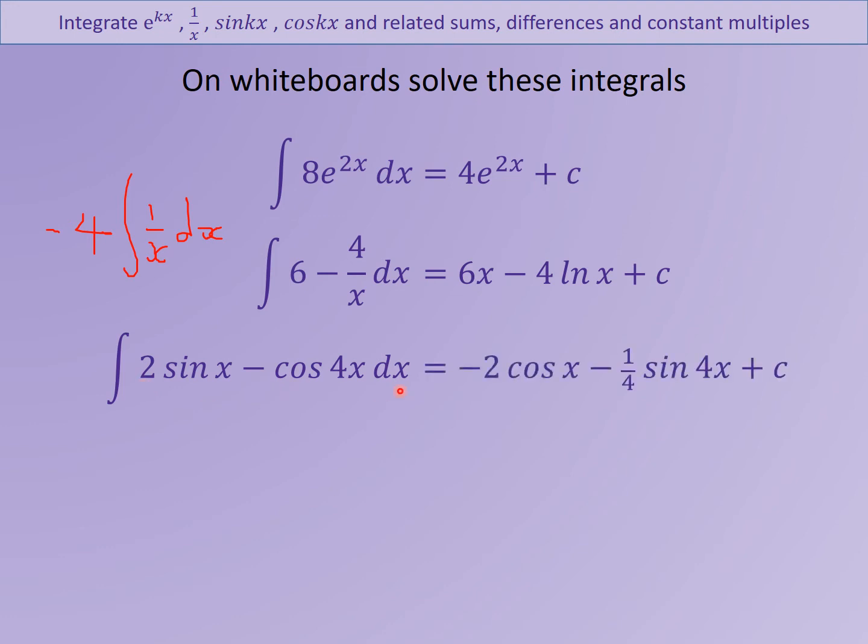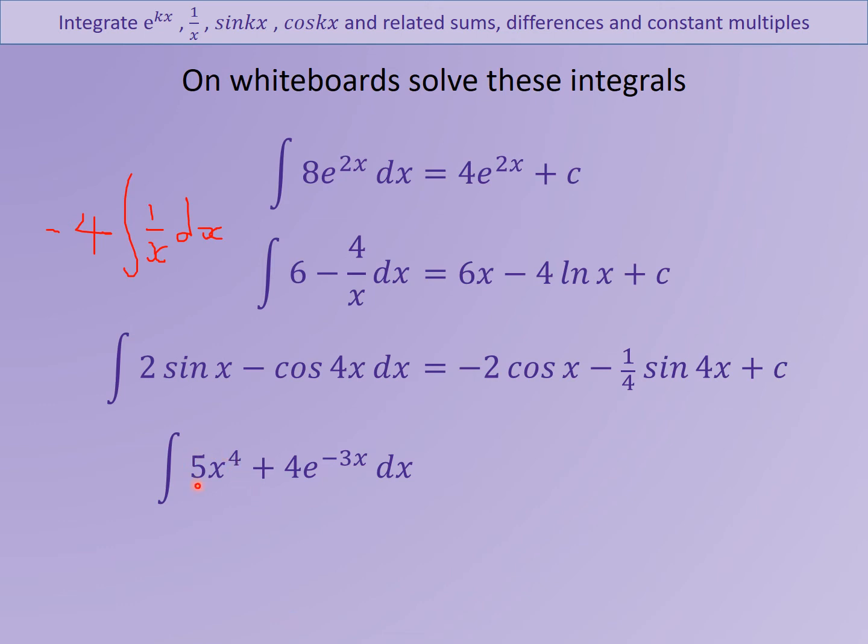Well, I get minus 2 cos x minus, because there's no change in this bit, a quarter, because that 4 is coming on to divide, sine 4x plus c. Okay, and thinking about going backwards, cos changes the sign from minus back to plus, whereas sine leaves it alone when you differentiate, hence why it's still minus there. Right, try that one. Okay, so pause if necessary.